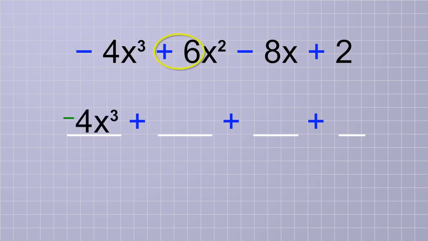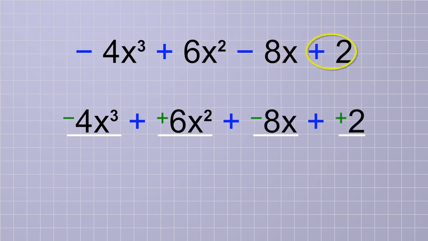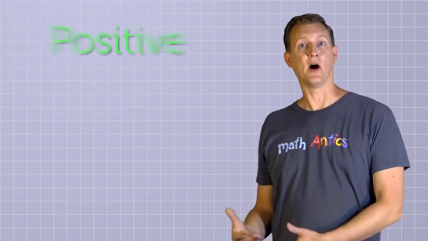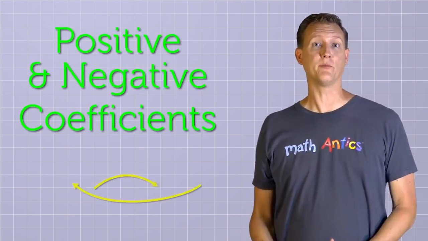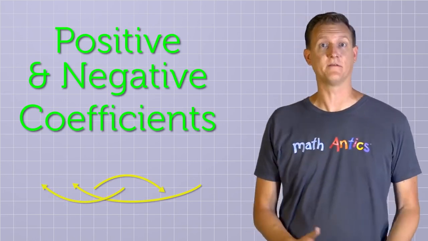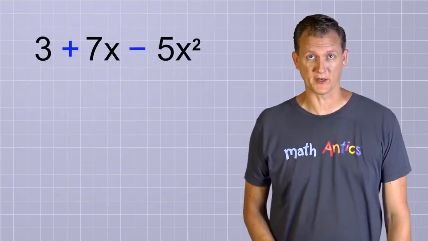The next term has a coefficient of positive 6, so it's positive. The next term has a coefficient of negative 8, so it's negative. And the constant term is just positive 2. And recognizing positive and negative coefficients helps us a lot when rearranging polynomials that have a mixture of positive and negative terms, like our example here.